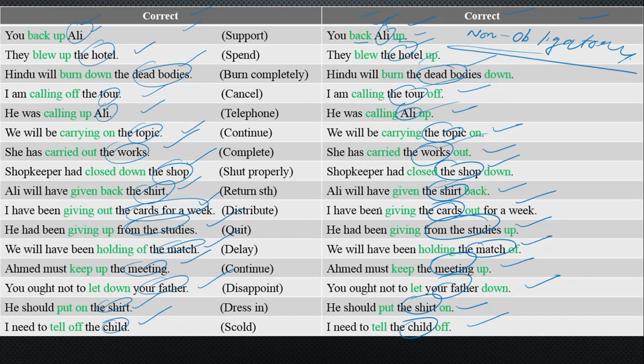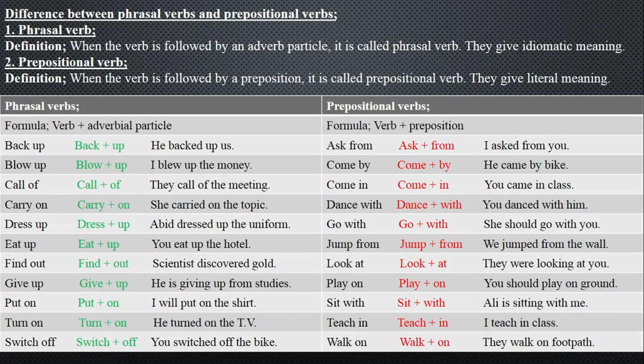Last topic, we have the difference between phrasal verb and prepositional verb. Prepositional verbs, actually students consider them phrasal verbs, but they are not phrasal verbs. This is the last and very important topic, which will clear your concept regarding phrasal verbs and prepositional verbs. Now see, what is a phrasal verb? When a verb is followed by an adverb particle or adverbial particle, it is called a phrasal verb. They give idiomatic meaning, the hidden meaning.